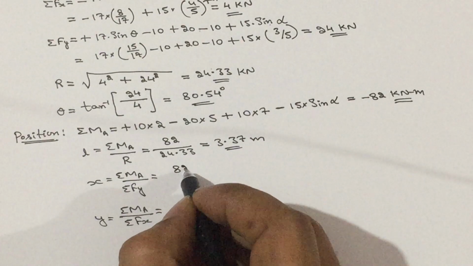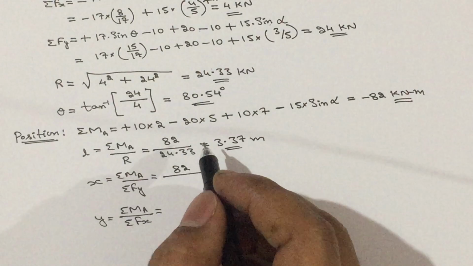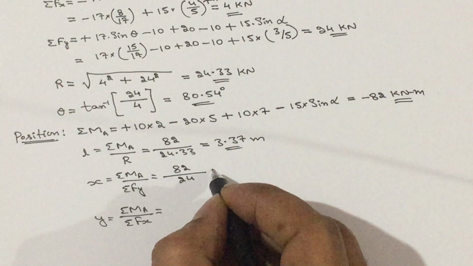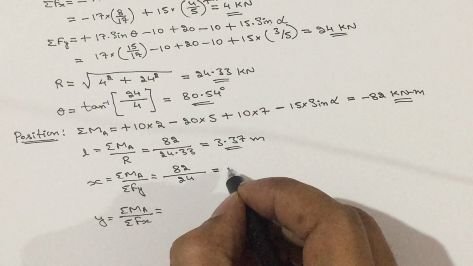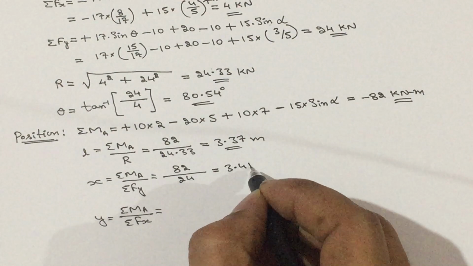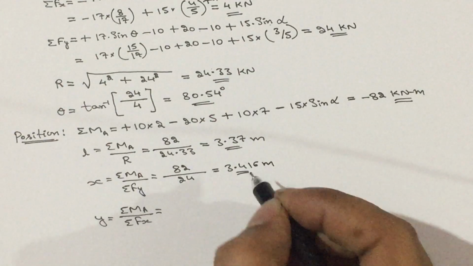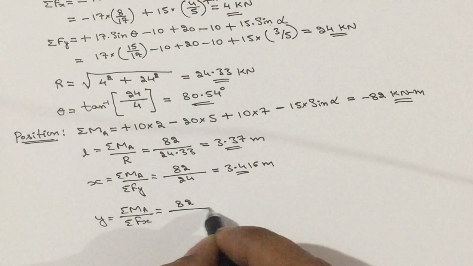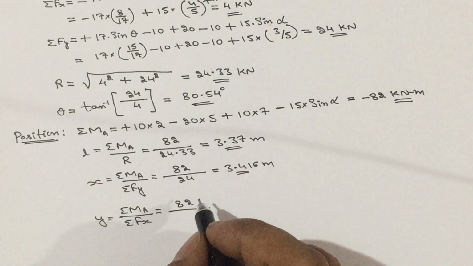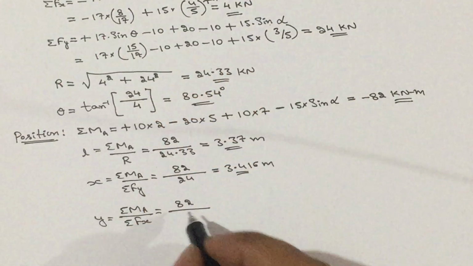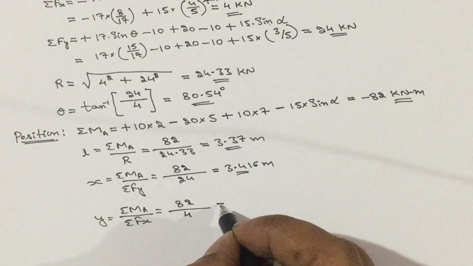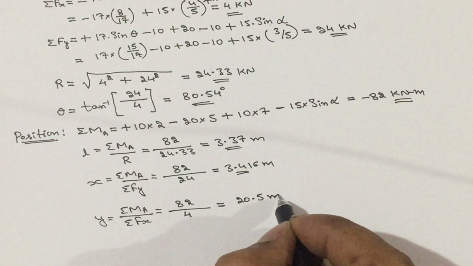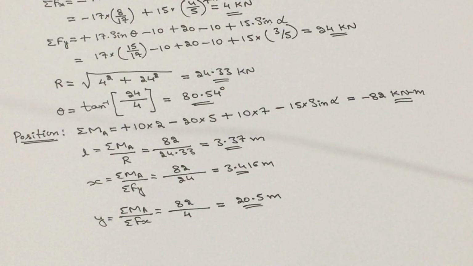Then sigma MA 82 divided by sigma Fy, we got it as 24. Then you will get x intercept as 3.416 meter. Then y intercept, sigma MA is 82 divided by sigma Fx, it is 4. So you are going to get y intercept as 20.5 meters. That's all. Thank you.